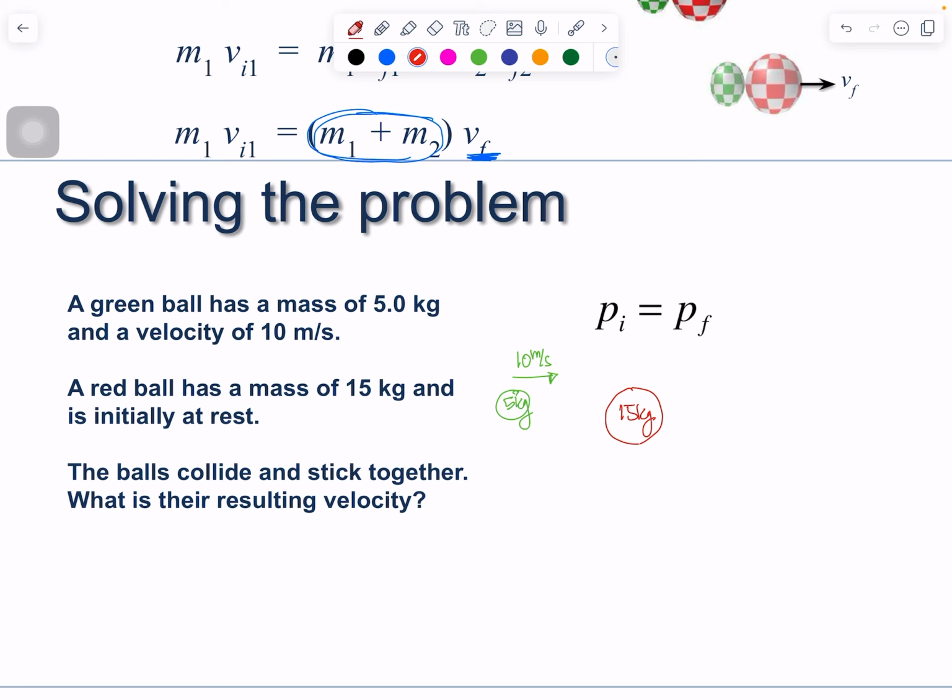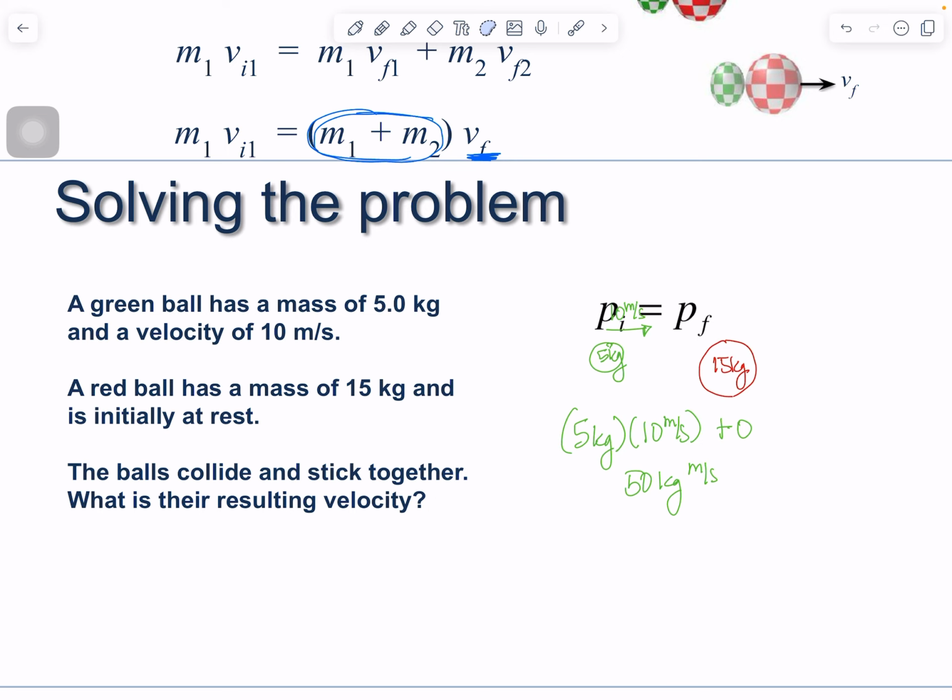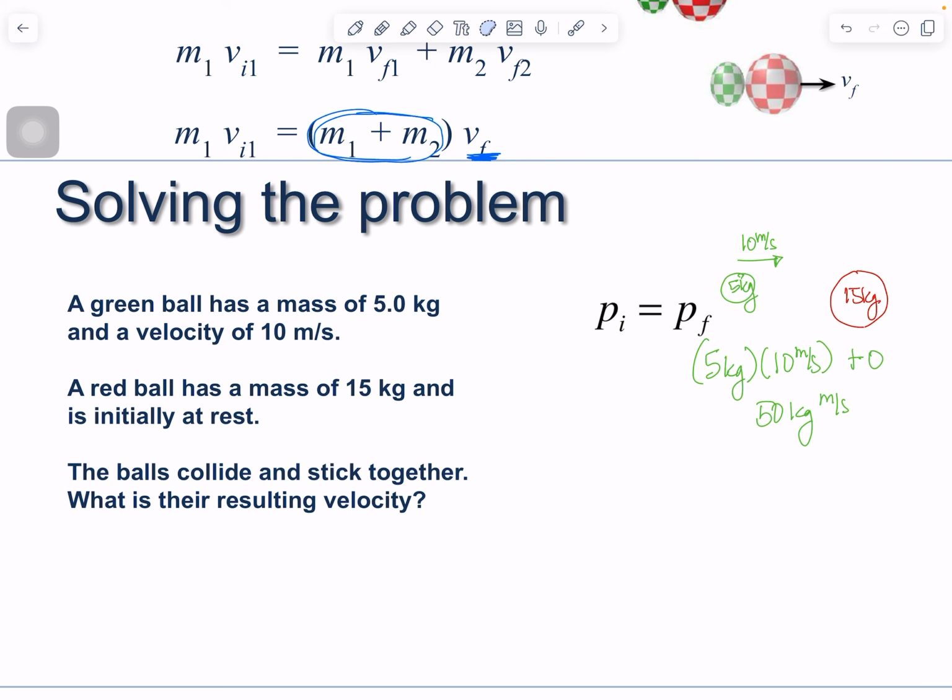All right, my total initial momentum using that equation is going to be 5 kilograms, oh, I should do this in green, times 10 meters per second plus 0. And so 5 times 10 is 50 kilogram meters per second. So that is my initial. And then the balls collide and stick together, what is their resulting velocity?